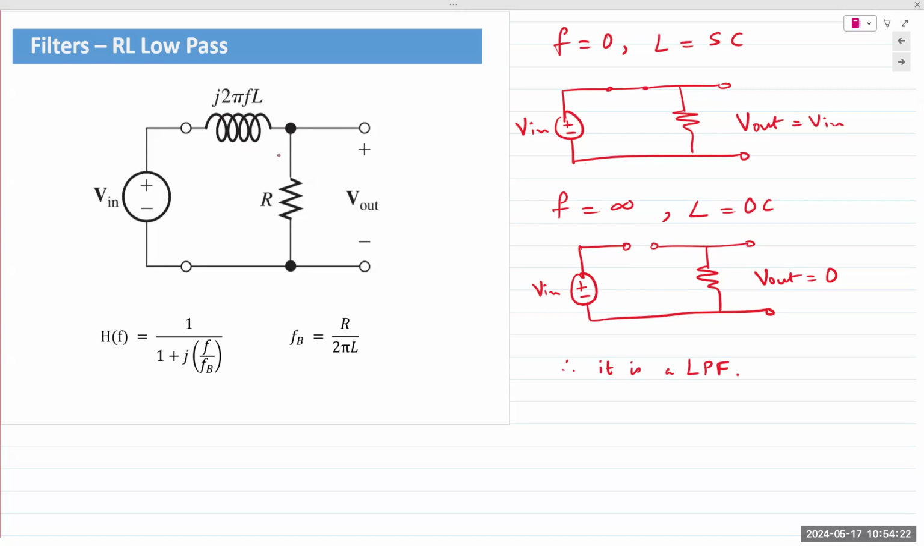The transfer function for this filter, because it's low pass, comes out to be the same as the RC low pass circuit, okay? So it is 1 over 1 plus jf over fb. But the value for fb depends on the components, hence the equation is different. It is R over 2 pi L. This is not the same as the one that we saw for tau in chapter 4. The cutoff frequency or the break frequency is R divided by 2 pi L.